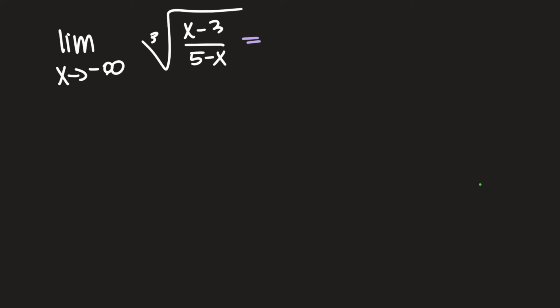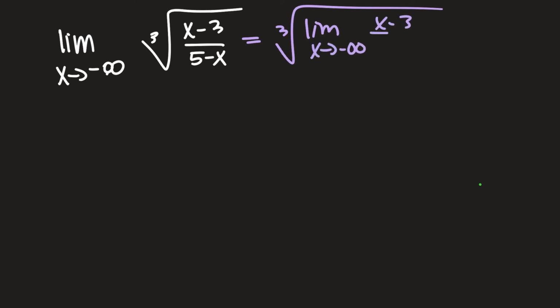So I can say then that the cube root of the limit as x approaches negative infinity of (x minus 3) over (5 minus x). Now we know algebraically that there is a horizontal asymptote here because this is same over same, and it is the coefficients of the highest power, so 1 and 1. So 1 over negative 1 is negative 1. So I already know my answer is going to be negative 1, but I need to figure out algebraically how to get there.